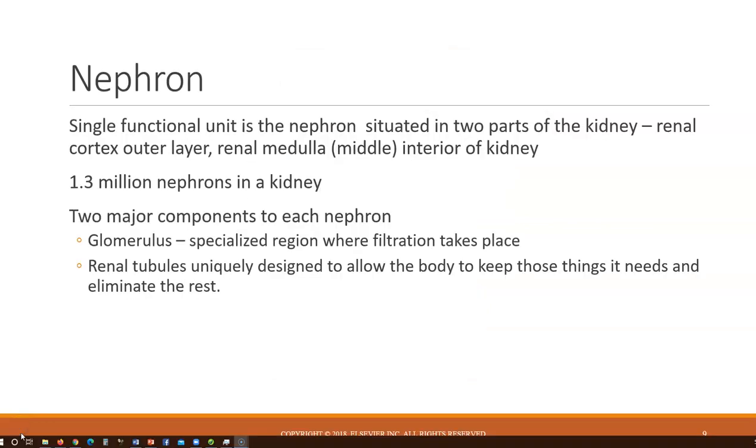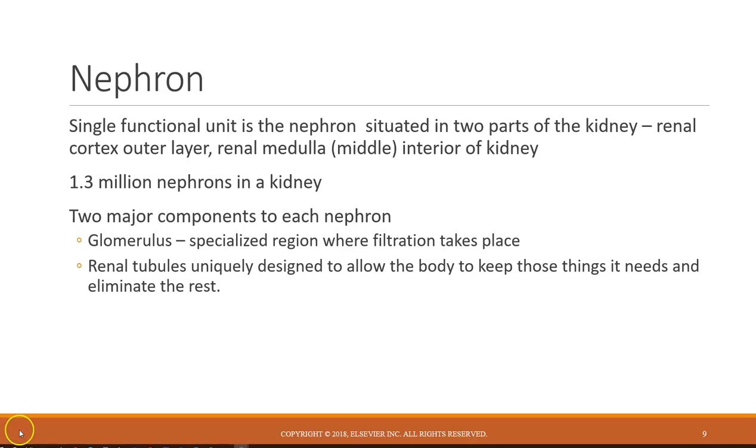The single functional unit within the kidney is the nephron, and it is situated in 2 parts of the kidney: the renal cortex outer layer and the renal medulla middle interior of the kidney. There are 1.3 million nephrons in a kidney, and there's 2 major components to each nephron: the glomerulus, this is the specialized region where filtration of the blood takes place, and renal tubules, which are uniquely designed to allow the body to keep those things it needs and eliminate the rest as urine.